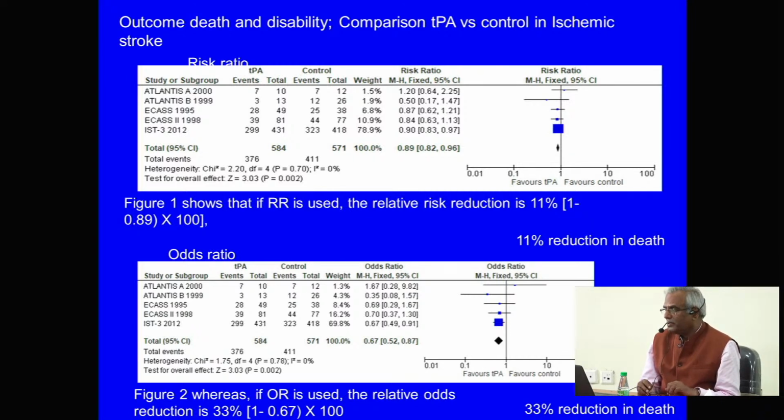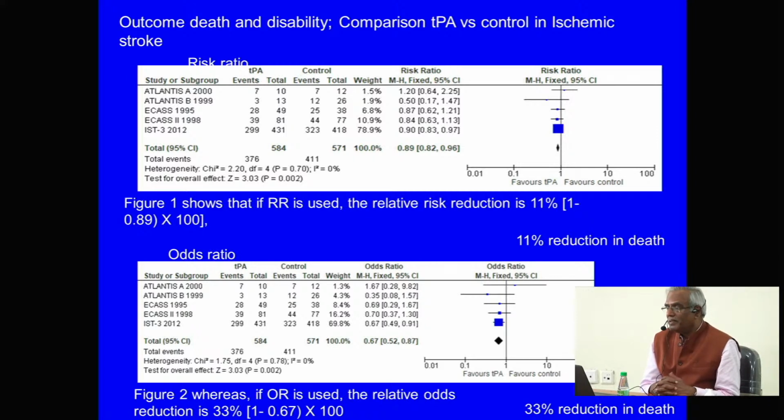Again you see, risk ratio gives you a summary estimate in this meta-analysis of, can you read it? Risk ratio, how much is the summary point estimate? 0.89. So if 0.89 is the risk ratio, also called relative risk, then relative risk reduction will be 11%, right? And I square is 0. There is no concern about heterogeneity. For odds ratio also I square is 0. But how much is the odds ratio summary estimate? 0.67. So relative odds reduction will be 0.33, which means 33%.